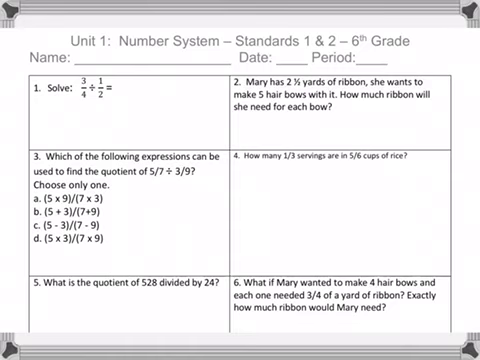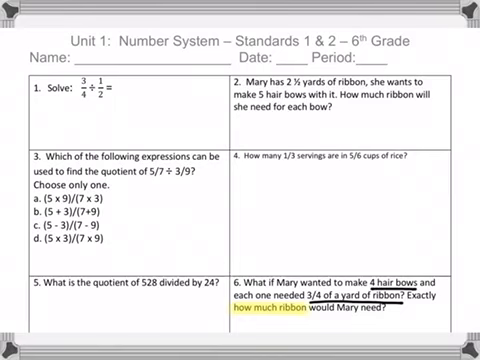The next problem reads, what if Mary wanted to make 4 hair bows and each one needed 3/4 of a yard of ribbon? Exactly how much ribbon would Mary need? In this particular problem, we actually need to underline the key words here as well. Specific data are 4 hair bows and 3/4 of a yard of ribbon.